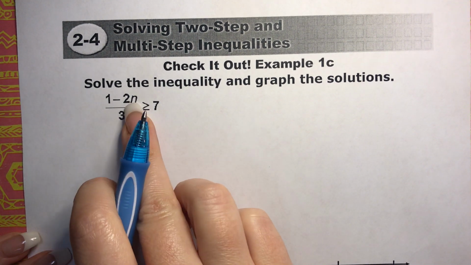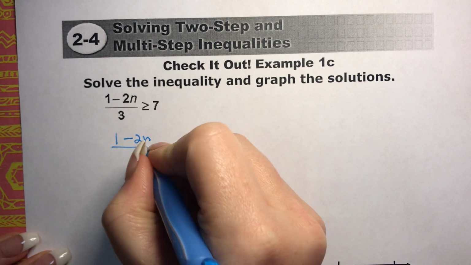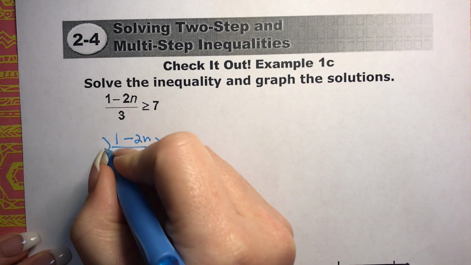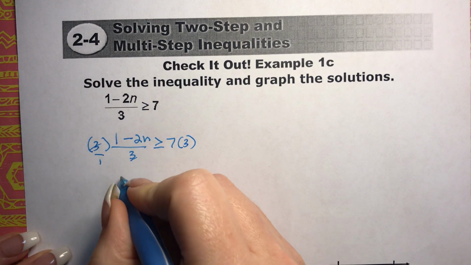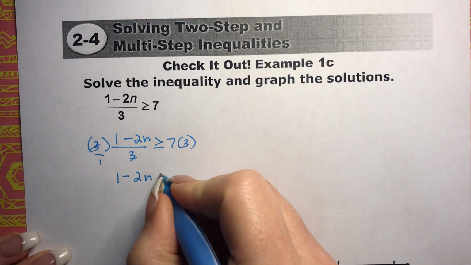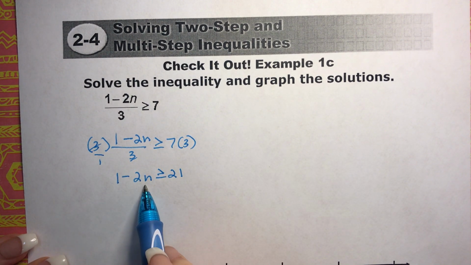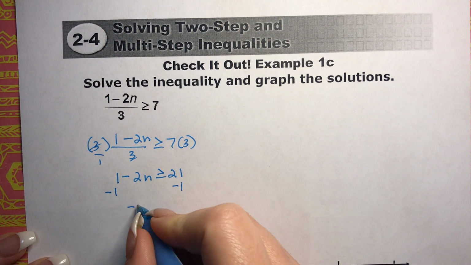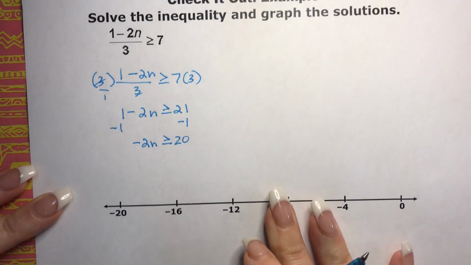So for this problem, we have to get n by itself. So the first thing we would do would be get rid of this divided by 3. So we're going to multiply both sides of the equation by 3. That ends up canceling out. We get 7 times 3, which is 21. Now we want to get n by itself. So we're going to subtract both sides by a negative 1. That leaves us with 20.